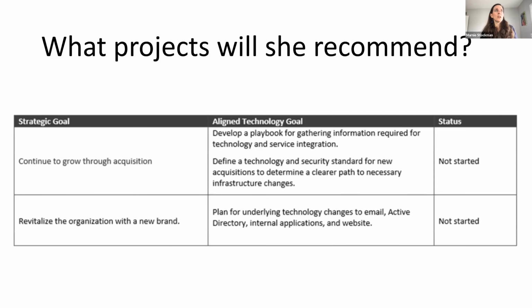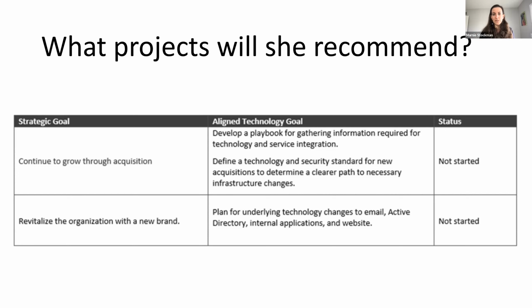And one of the things that Trisha shared was that she starts with their strategic goals in mind. So on the left side, you can see 2 strategic goals: continue to grow through acquisition and revitalize the organization with a new brand. And then she aligns technology goals to that. So she started with, this is your priority. Because of this, we're going to develop a playbook for gathering information required for technology and service integration, define a technology and security standard for new acquisitions to determine a clearer path to necessary infrastructure changes, and plan for underlying technology changes to email, Active Directory, internal applications, and website.